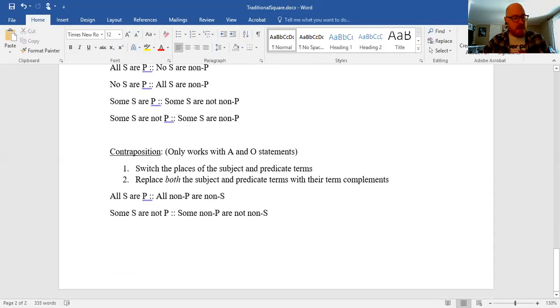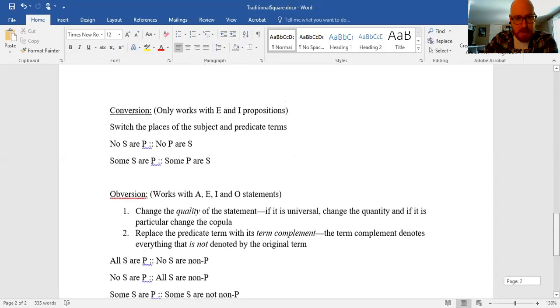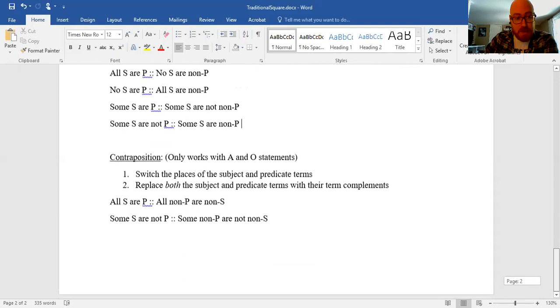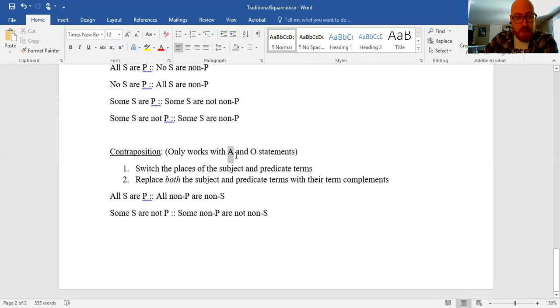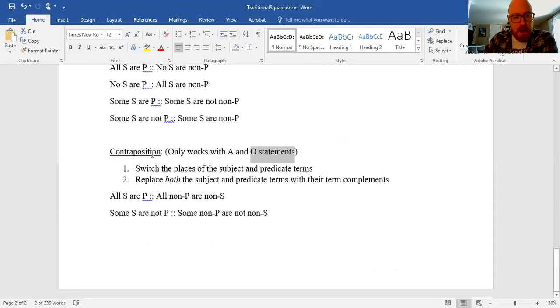Now, the last operation here is contraposition. Once again, conversion is only valid for E statements and I statements. Obversion is valid with all four, A, E, I, and O statements. Contraposition is only valid with A statements and O statements. So there are particular fallacies here. If you convert an A statement or an O statement, that's known as the fallacy of illicit conversion. If you contrapose an E statement or an I statement, that would be the fallacy of illicit contraposition.